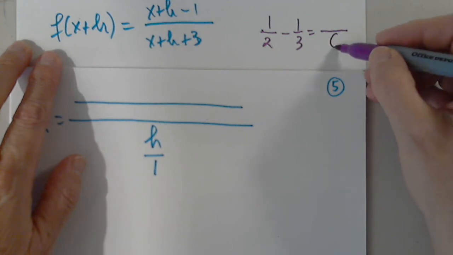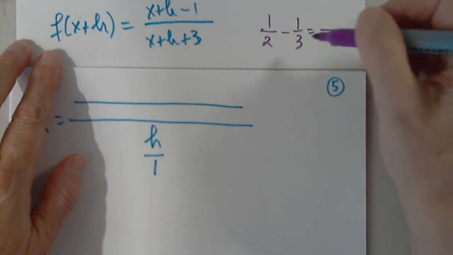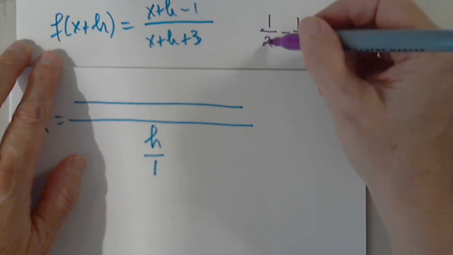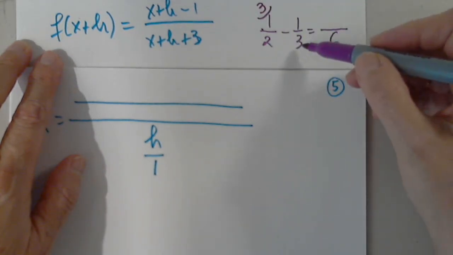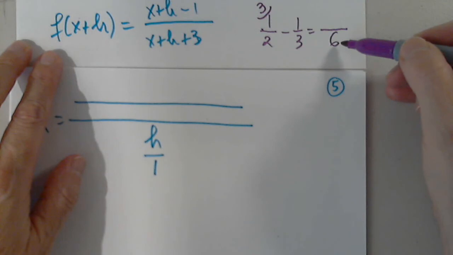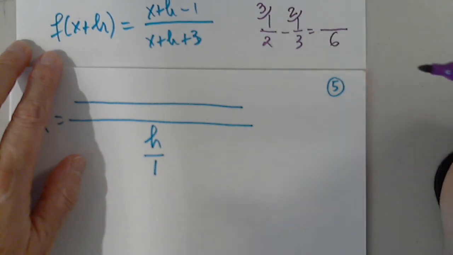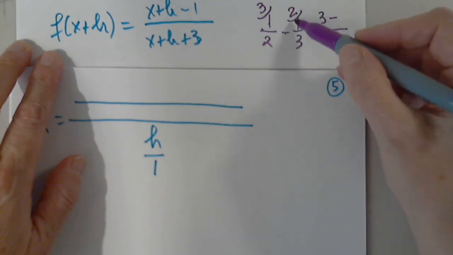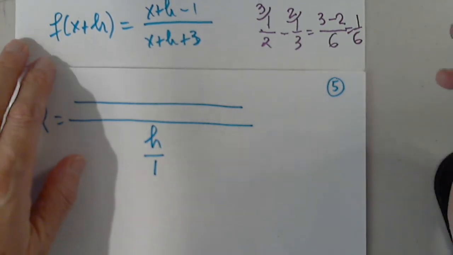6. Very good. 2 was multiplied by what to get 6? 3. If I multiply the denominator by 3, I have to multiply the numerator by 3. 3 was multiplied by what to get 6? 2. So then the numerator has to be multiplied as well. So 3 times 1 is 3, minus 2 times 1 is 2, and that's how we get 1 over 6.